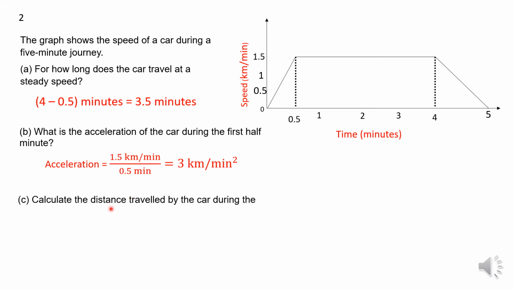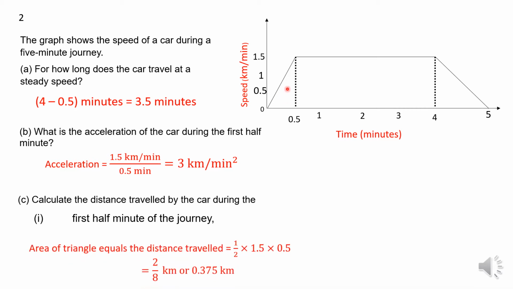Then calculate the distance traveled by the car. So we are looking for the whole distance. Distance is area under graph. Here they first break it into parts. So we just have to find the distance traveled by the car during the first half a minute, which is 0.5 here, which means you're going to find the area of this triangle. Half times base times height. Half times the height is 1.5. The base is 0.5. Okay, then that is the answer in kilometers.